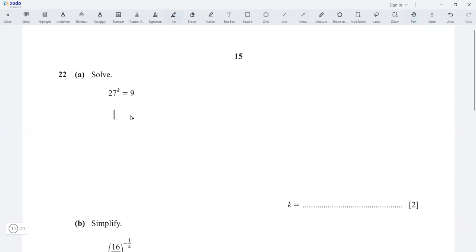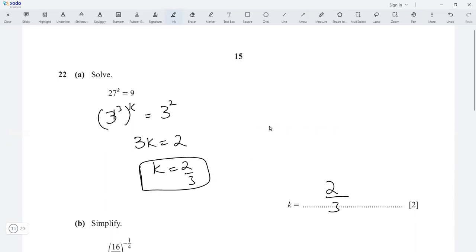So it's basically 3 raised to the power of 3, that is 27, whole power k, and 9 is written in terms of prime factor, that's 3 squared. So when the bases are the same and the expressions are equal, we can write 3k equals 2, and we can write down 2 by 3 is the answer for k.